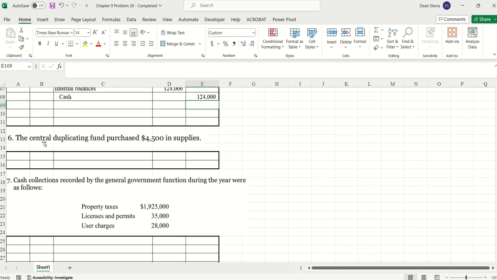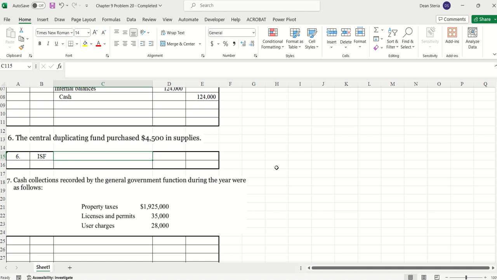Number 6, the central duplicating fund purchased $4,500 in supplies. So this is the internal service fund, right? Oop. What happened here? What did I do? Oh, I don't know what I did. Okay, this is the internal service fund.